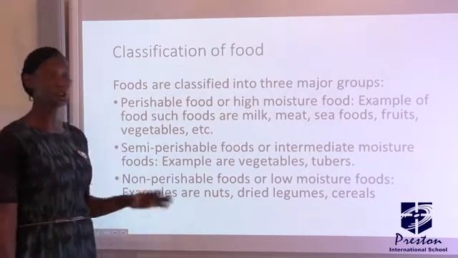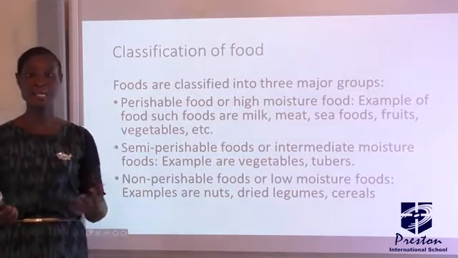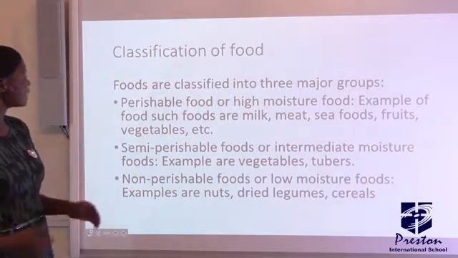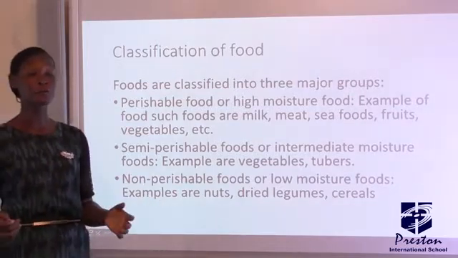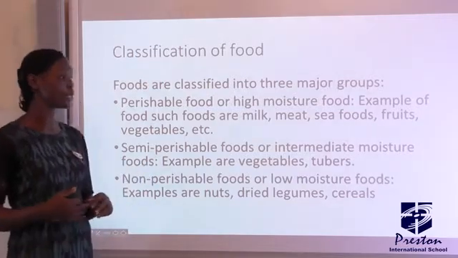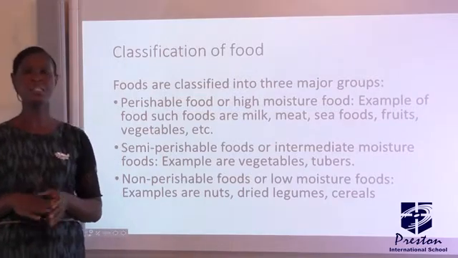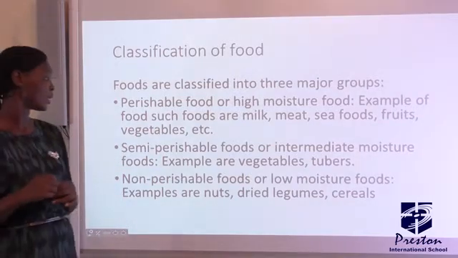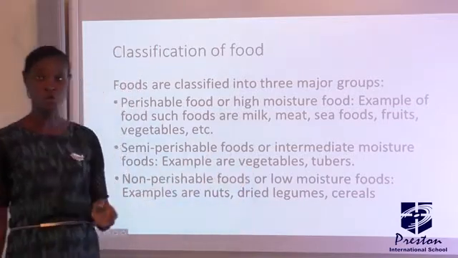Okay, we classify food into 3 based on their moisture content. Remember, we have perishable food, perishable because of their high water content. A good example, we have milk, meat, seafood, fruits, and vegetables. Then we have semi-perishable food or intermediate moisture food. They have lower moisture content, but they still have some residual water in them. Good examples are vegetables and tubers.